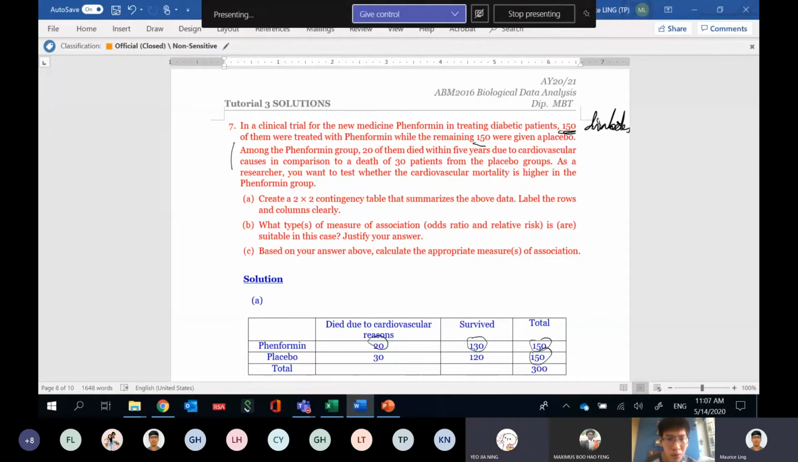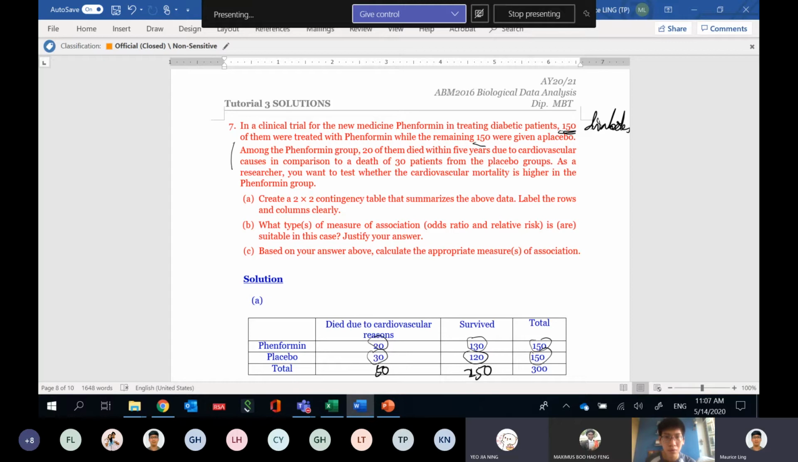Okay, in comparison to 30 patients who died, so 30 here, you minus off, you get 120. That's it. So you have to piece down each part of the story one part at a time. So you end up here is 50, and here is 100, and so it's 250.